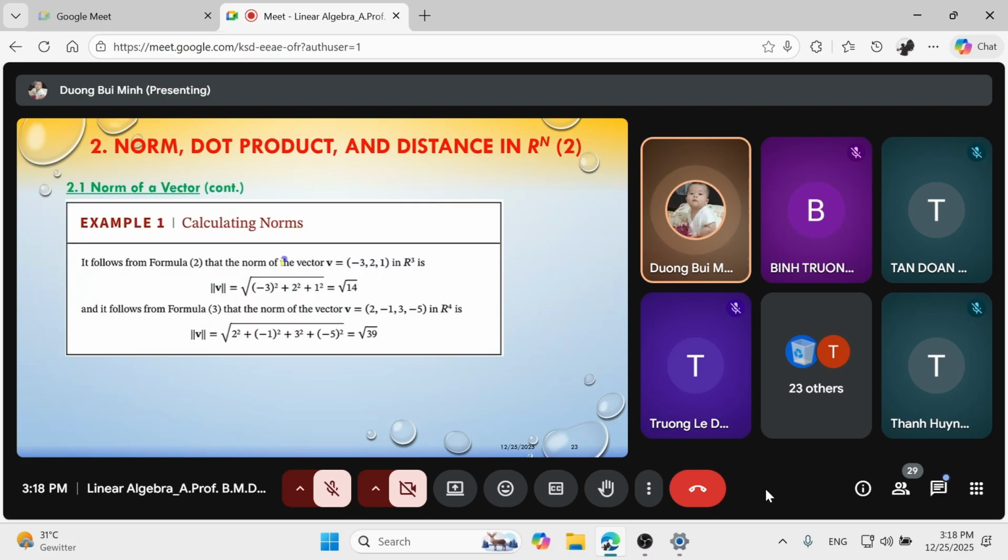For example, we have vector V in R3. We can get the norm, or the length, or the magnitude. This is the square root of 14. Or we can calculate here, this is R4, and the norm is the square root of 2 square and so on. Very easy. So now you understand the norm: what the norm is and how to calculate the norm of vectors.